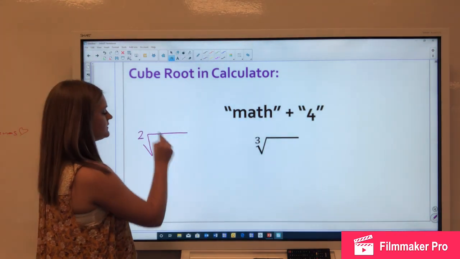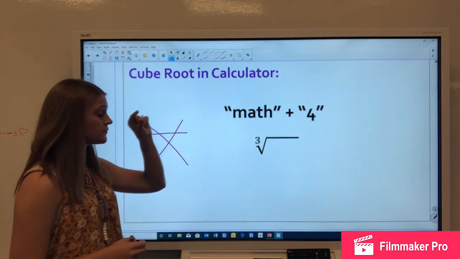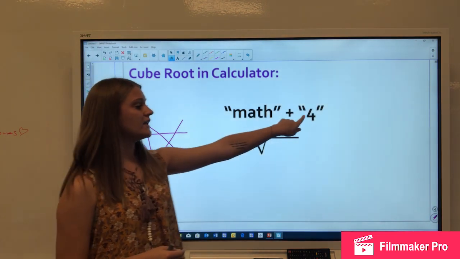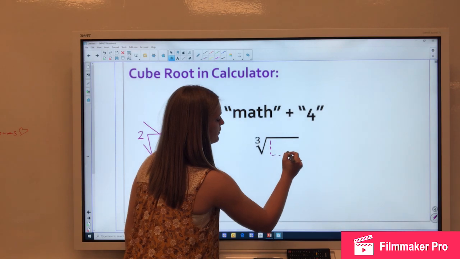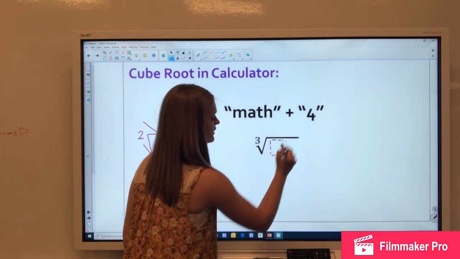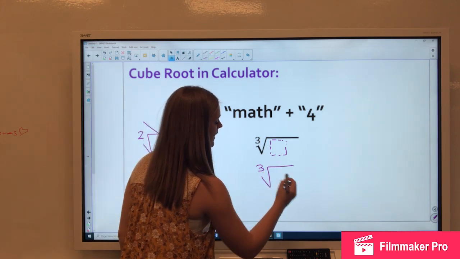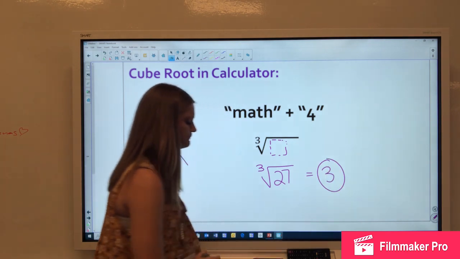So if you want a cube root, which has the little 3 at the top, you're going to click the math button on your calculator, and then you're going to hit the 4th option, and it'll pop up a cube root symbol with a little box for you to insert what you want. And so, for example, if you typed in the cube root of 27, your calculator would tell you 3.